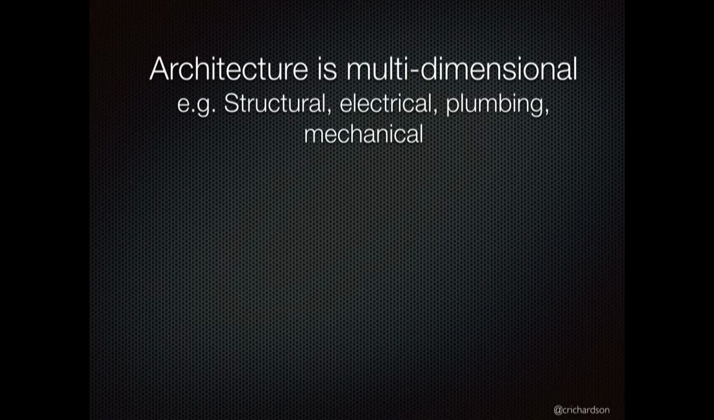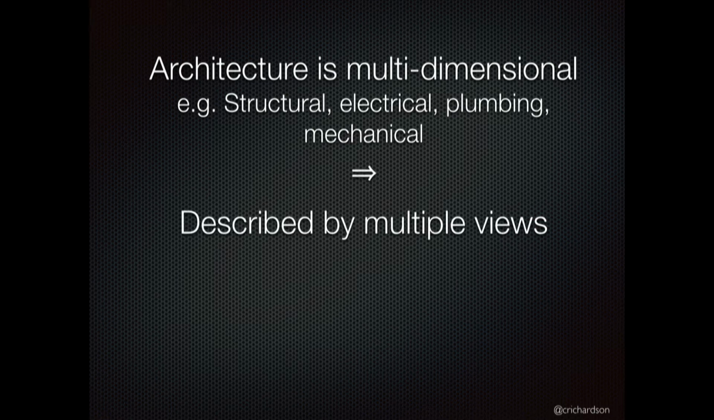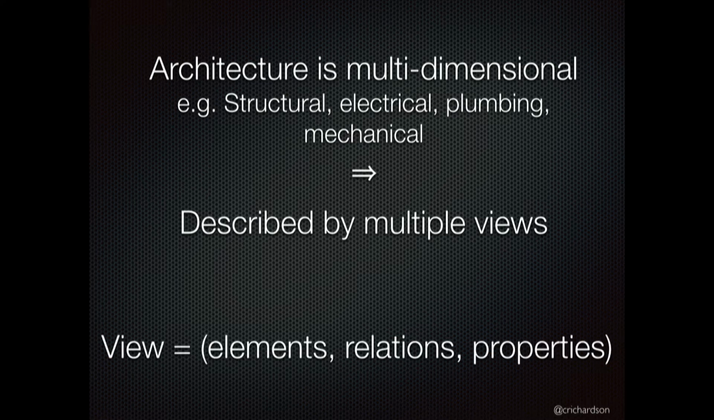Or in other words, you've got to construct multiple blueprints, which is drawing boxes and lines with specific meanings, and each one of those blueprints shows the architecture from a different perspective. And each perspective or view is just that. It's elements, relations, and properties. And the architecture of software, it turns out, is kind of similar in that respect. So in order to properly describe the architecture of a software system, you need multiple views.